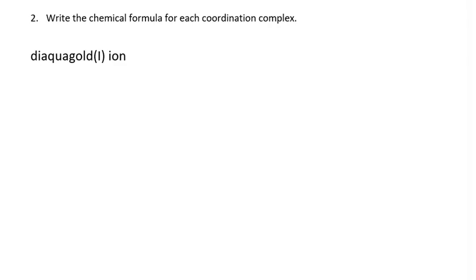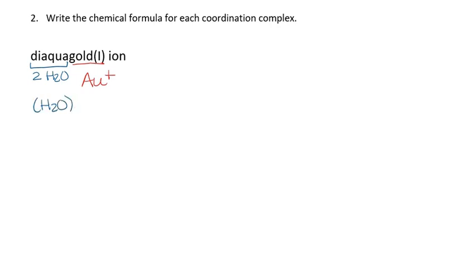Our next examples go in the opposite direction, and it is especially important here to dissect every part of the name to make sure that you don't forget something. So the metal ion we have is gold 1. So we can write down the symbol and the charge. We know what the charge is because the Roman numeral tells us. We only have one ligand here, and it's an aqua, and there are 2 of them. So the di tells us 2, and the aqua tells us H2O.